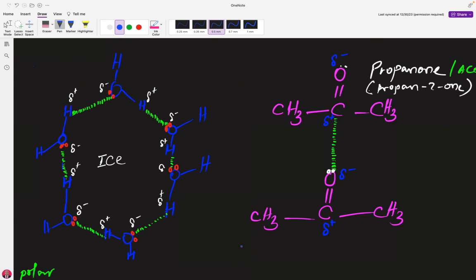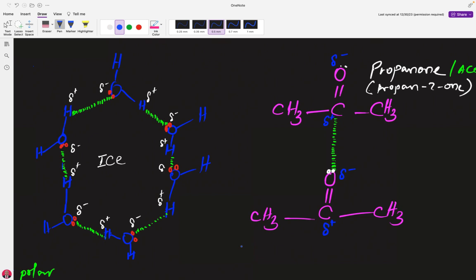Then compounds with hydrogen attached to a fluorine, hydrogen attached to oxygen, or hydrogen attached to a nitrogen undergo what we call hydrogen bonds. They also undergo dipole-dipole forces, and they also undergo London dispersion forces.